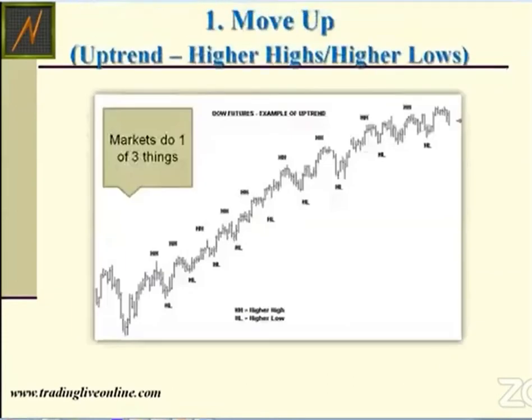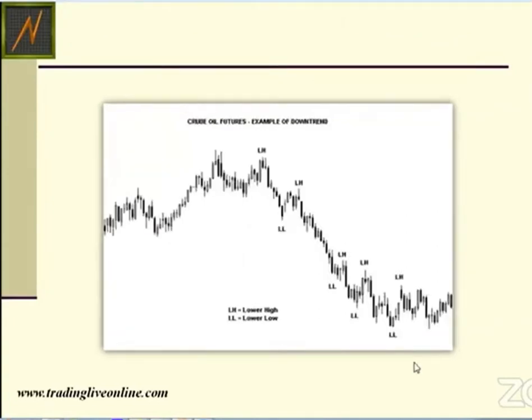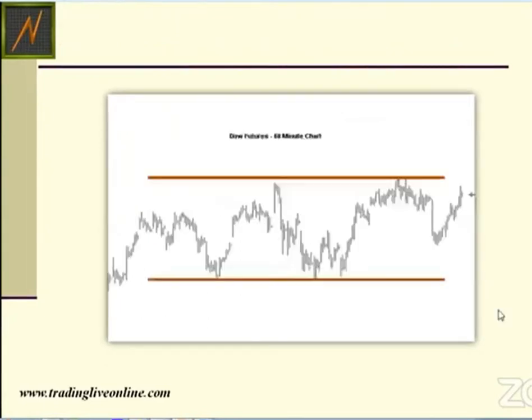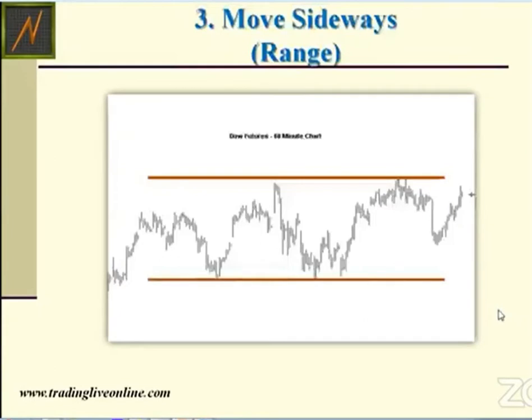The markets only do one of three things, and we're going to look at old and new examples of this. They move up. Here's an example of an uptrend, higher highs and higher lows. They move down in a downtrend, lower highs, lower lows. Or they move sideways in a range. And that's it. That is all that they do.